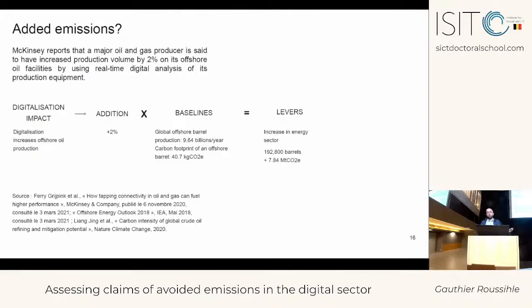So we look at global offshore barrel production, 9.6 billion a year. You look at the low estimate of the carbon footprint of an offshore barrel, it's 40 kilograms CO2 equivalent. Then maybe we can say that digitalization just added 7.84 megatons of CO2 because it helped produce almost 200,000 more barrels. Actually, nobody calculates that because there is no funding to calculate that.